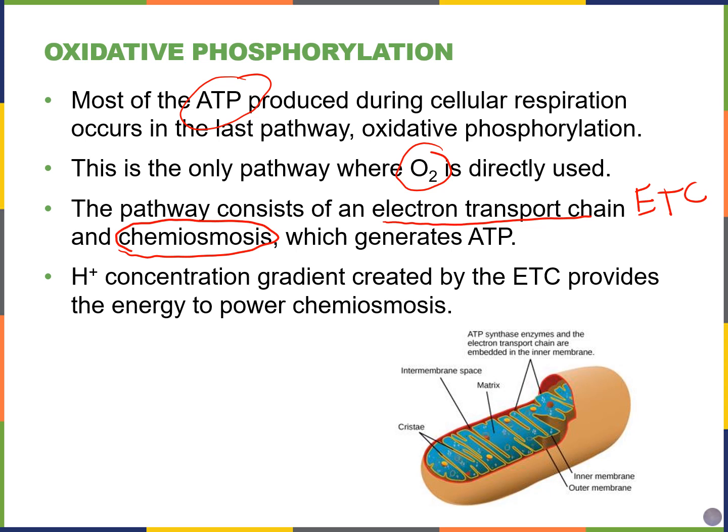What we're going to see is the electron transport chain component of oxidative phosphorylation is going to create a proton concentration gradient. It's going to be an electrochemical gradient, and that is going to provide energy to power chemiosmosis, the production of ATP through chemiosmosis. And this is going to be happening in the inner membrane of the mitochondria. So we're going to see a couple of regions involved, but the proteins involved or the enzymes involved in this process will be embedded in the inner membrane of the mitochondria, the cristae.